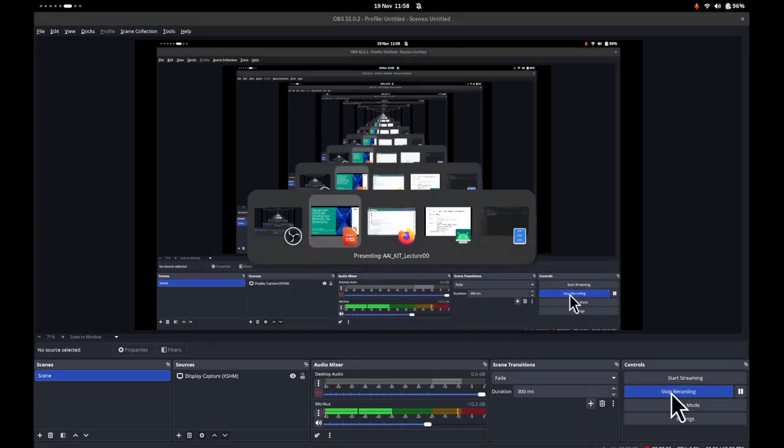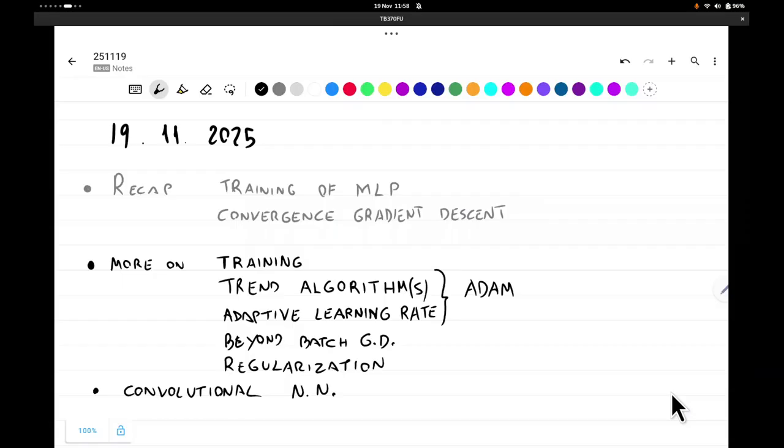Okay, so welcome. Today, as usual, I will recapitulate the main concepts from last time, and then go to the new stuff, that is a bit more detail about how the training works with multi-layer perceptrons, so the fully connected neural networks. Specifically, I will go into optimization algorithms that are not exactly gradient descent. And then I will talk a little bit about regularization.